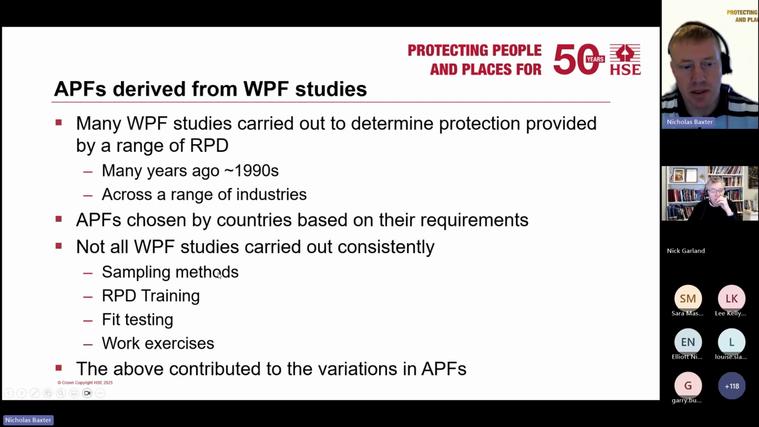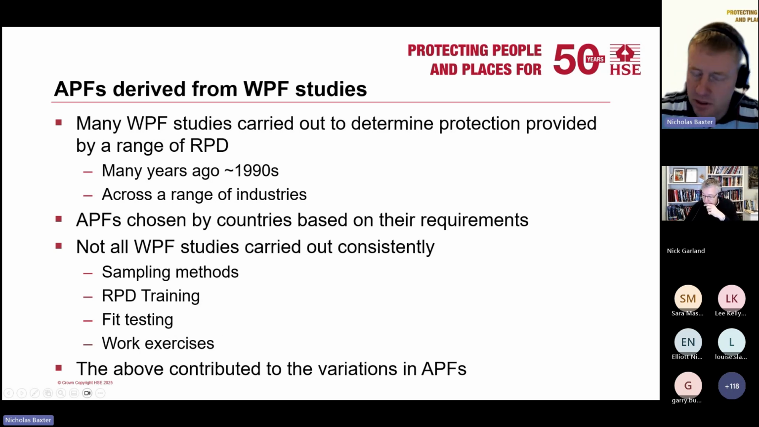So whether that was how the sampling methods, whether they sampled from inside the mask, how they did it, the sort of flow rates that they sampled at, whether training was provided to the wearers, to people that did the maintenance, anybody that was involved with the RPE program, that was all variable. Back in the 90s, fit testing wasn't as stringent and carried out as we see it today. So fit testing might have been carried out, it might not have been carried out. And also all the working exercises that people were doing in the different industries all varied as well. All this contributes to the variation that we see in assigned protection factors throughout different countries.